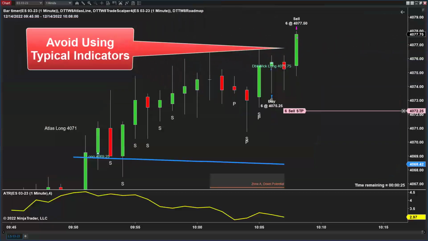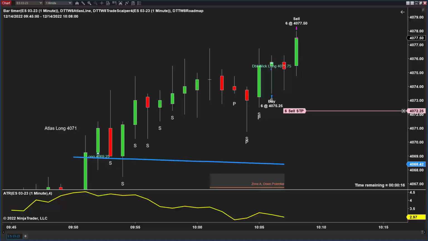We don't use moving averages, we don't use stochastics, we don't use momentum, and we don't use MACDs. We don't use any of those conventional indicators. All we use is price action trading. The software is all based off of price action.